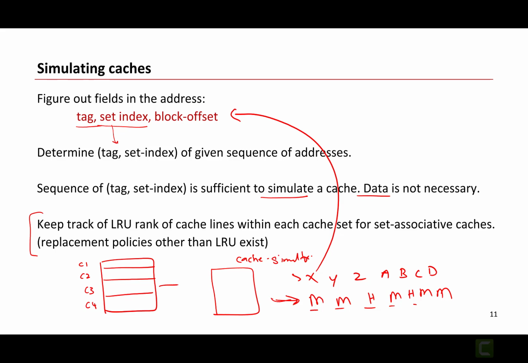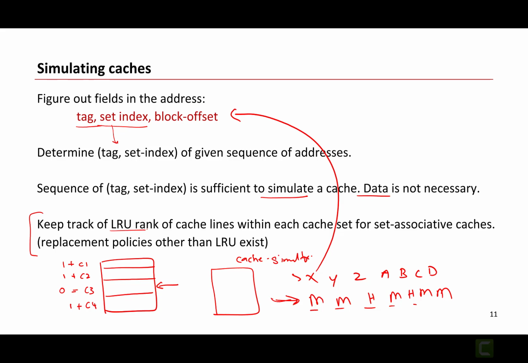Now when I access a cache block within the set, I'm going to set its rank to 0, meaning it's the most recently used block. And then I have to increment the counter for all the other cache lines. And when I have to pick a victim, I'll pick the cache line with the highest LRU counter. So that's one way to implement the LRU rank and replacement policy.